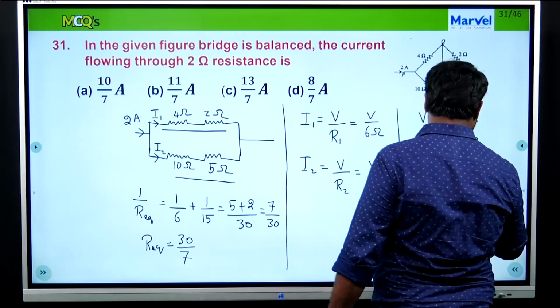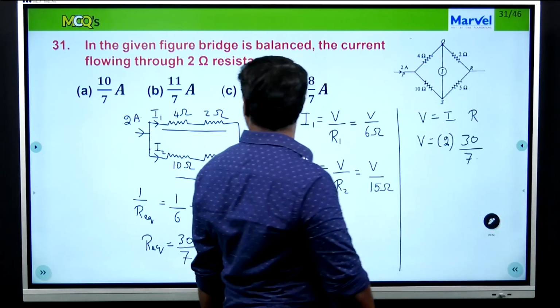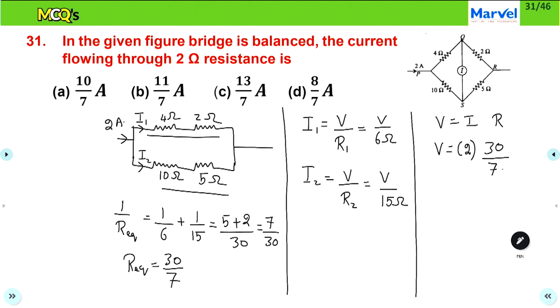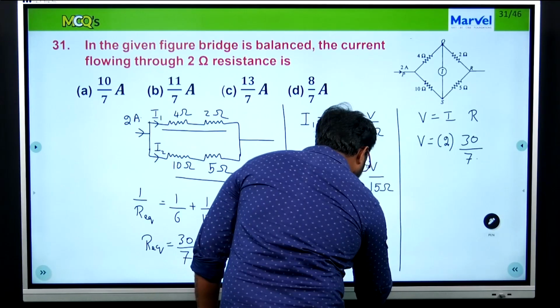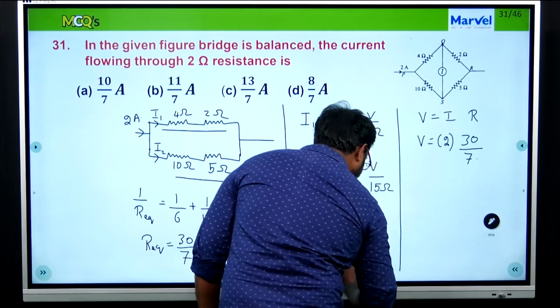30 by 7. Now all we have to do is plug the whole thing into this to get your I1, where I1 is equal to 1 by 6 into 2 into 30 by 7.